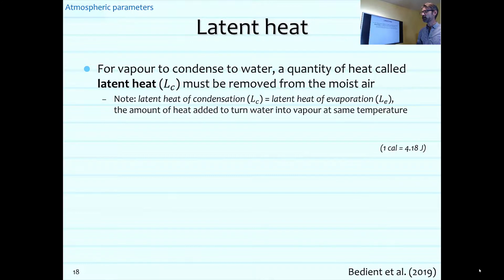So the latent heat of condensation is the release of energy, and that's exactly equal to the latent heat of evaporation, which is the absorption of energy. That latent heat of evaporation is the amount of heat that's added to turn water into vapor at the same temperature.